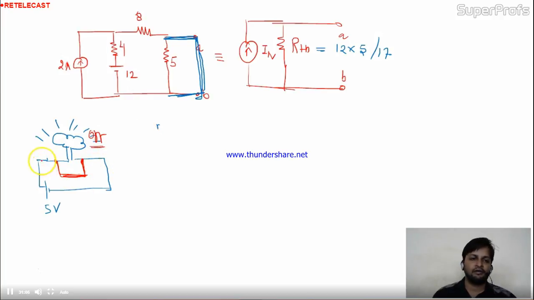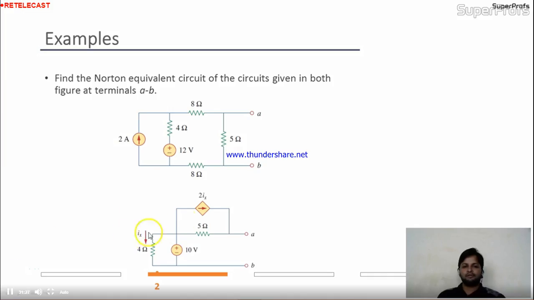Why? Because now current will go this way and come back like this again. Because current always follows the path having minimum resistance. In the minimum resistance path, current will be high, and in the resistive element, the current will be low. Simple. Come to the second question now.